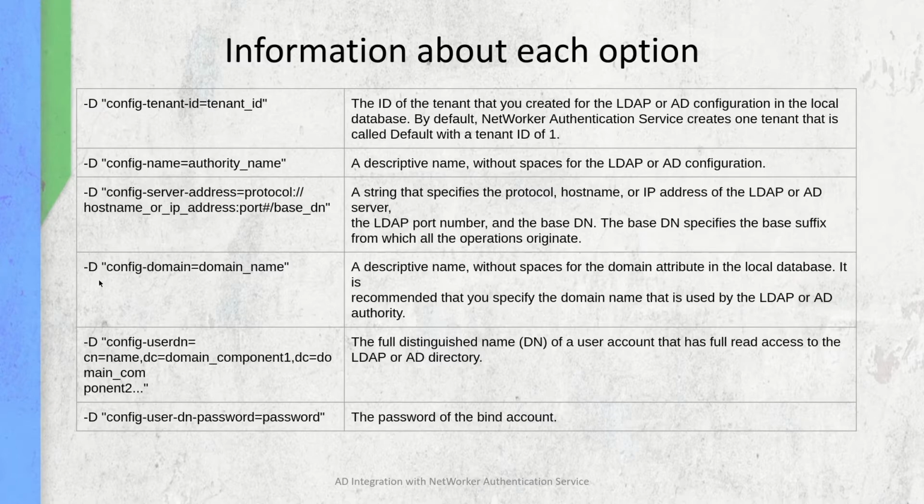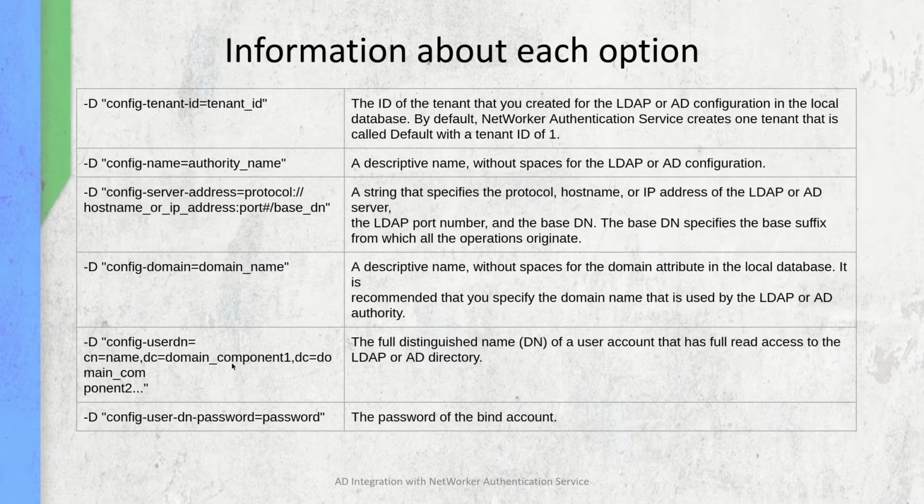Next is the domain name. A domain name is the descriptive name without spaces, again for the domain attribute. When you log in, this is the name that you would provide along with your login ID. For example, if my login ID is administrator or admin, and I provide the config domain as crazyrove, then it would be crazyrove\admin. If I give the domain name here as crazyrove.com, then the login that I would have to use is crazyrove.com/username, or admin, which is my username.